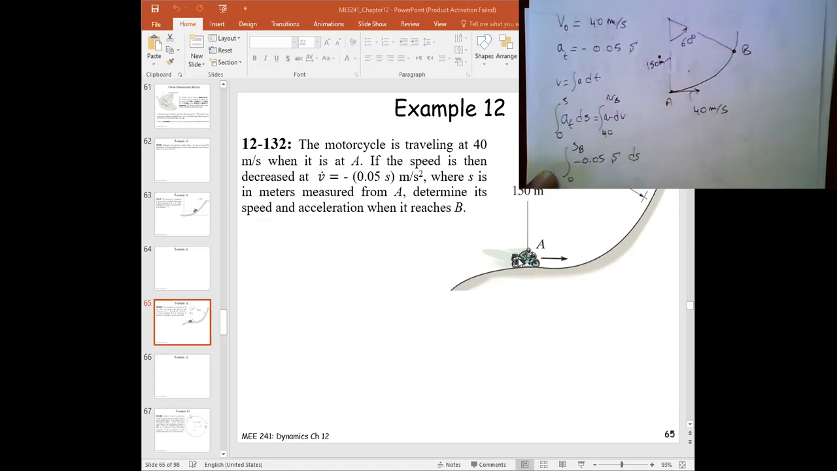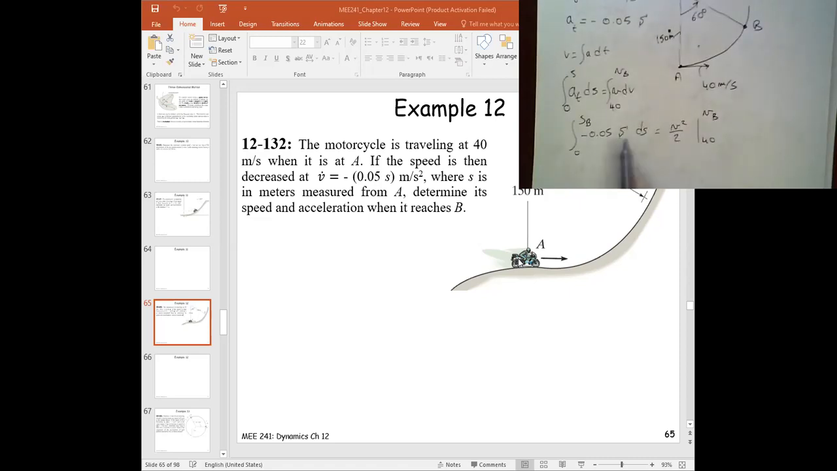Or rather, that's actually SB, which is going to be equal to V squared over 2, to VB. What is the integration of this? It's going to be minus 0.05 S squared over 2, from 0 to SB, equal to VB squared over 2 minus 40 squared over 2. And what is SB in that case?